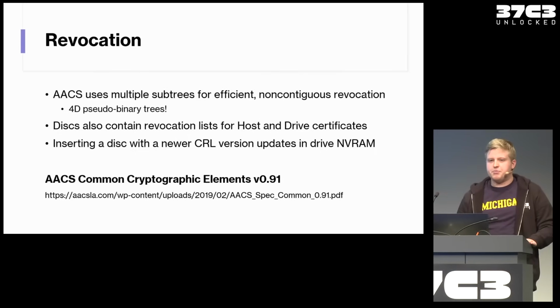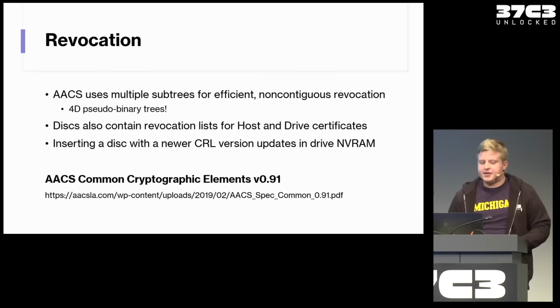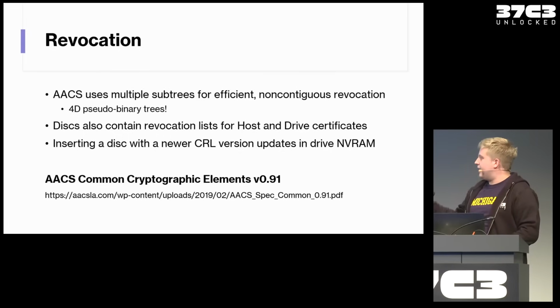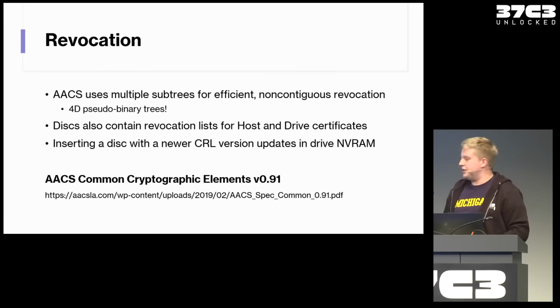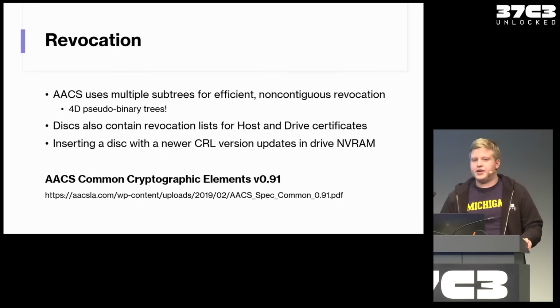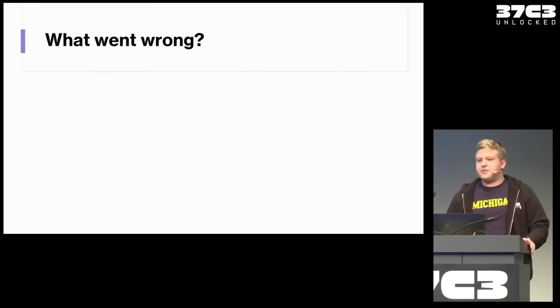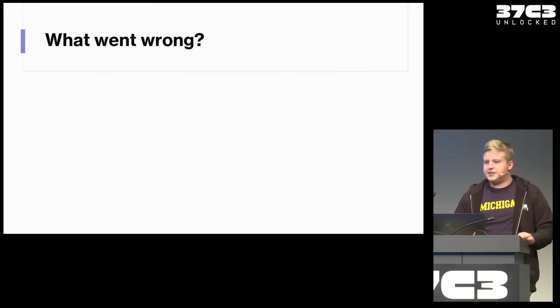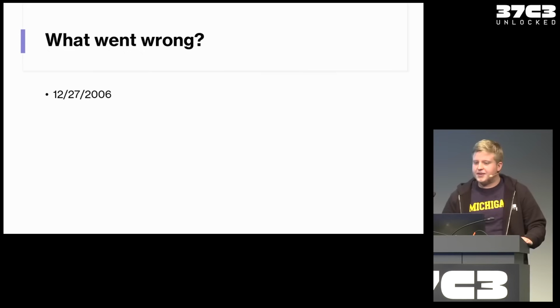And there's more crypto, there's a lot more details. Unfortunately, we don't have time right now. But if you are interested, then that is the actual release of the AACS Common Cryptographic Elements by AACS-LA, and that's the document that contains in-depth how all this crypto works. So this is very complex and obviously relies on a lot of strong crypto, so what could have gone wrong?